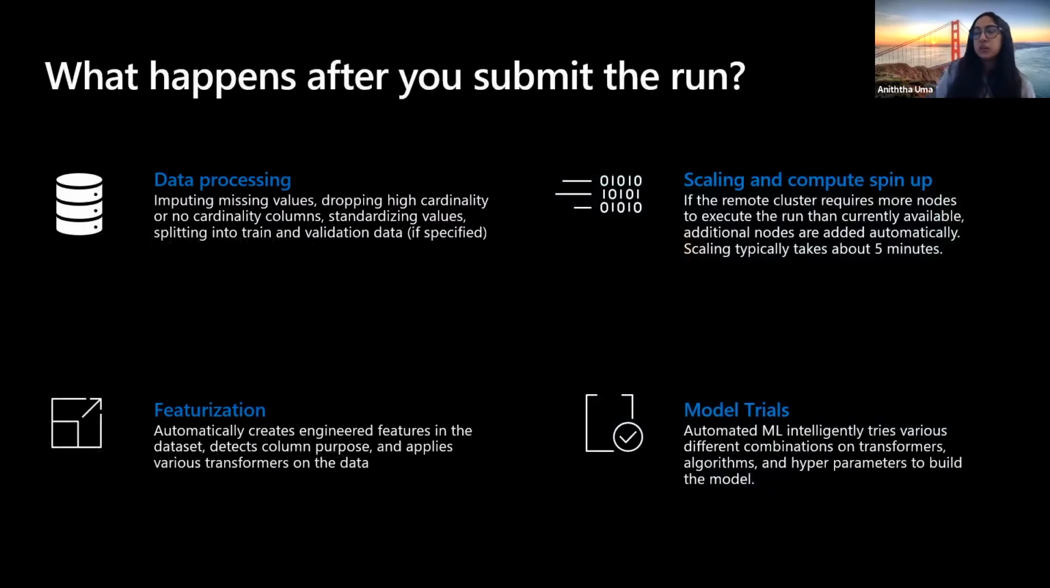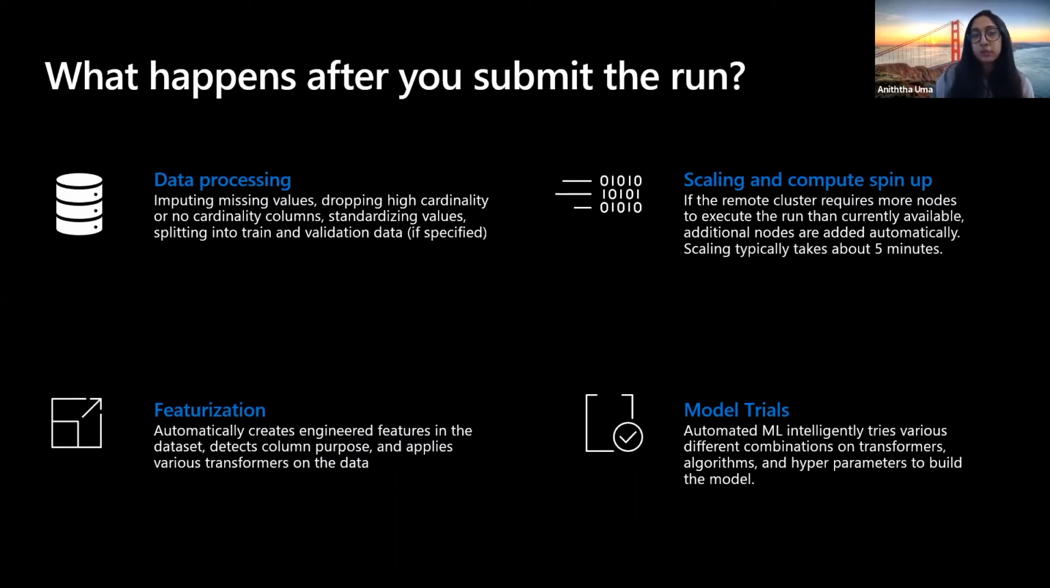So, just to tell you a little bit more about what happens behind the scenes when you launch an automated ML run. We start off with the data processing. We go ahead and impute the missing values for you, drop any high cardinality or no cardinality columns, and do all of that imputation and keep your data ready. And then you will have to spin up a compute, and this is exactly where the training will be happening. Depending on your data and the model you're trying to train, you will need to choose a different compute, and it would automatically scale to your experiment needs.